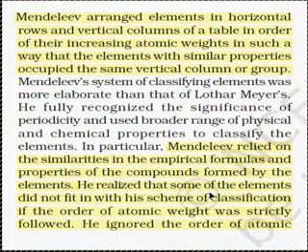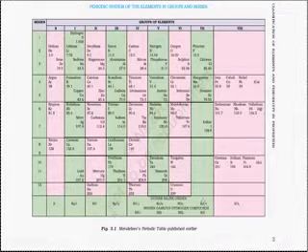He realized that some of the elements did not fit in the scheme of classification if the order of the atomic weight was strictly followed. This is Mendeleev's periodic table. Here we have the vertical columns and here we have the horizontal rows. The vertical columns were also known as groups. Now here you can see the elements are arranged in the increasing order of their atomic masses, and he grouped the elements of similar properties in the same group.